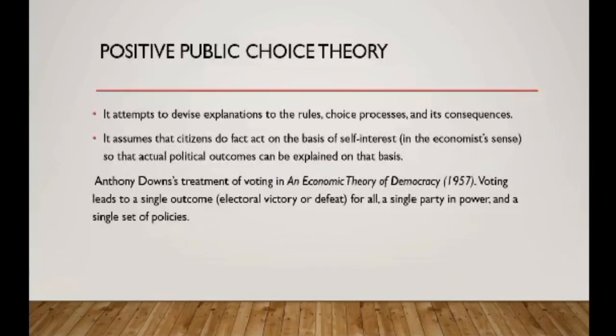A. The second strand is called positive public choice theory, and it attempts to devise explanations for the rules, choice processes, and their consequences. It assumes that citizens do in fact act on the basis of self-interest in the economist's sense, so that actual political outcomes can be explained on that basis. Anthony Downs' treatment of voting in An Economic Theory of Democracy, 1957, notes that voting leads to a single outcome like electoral victory or defeat for all, a single party in power, and a single set of policies.